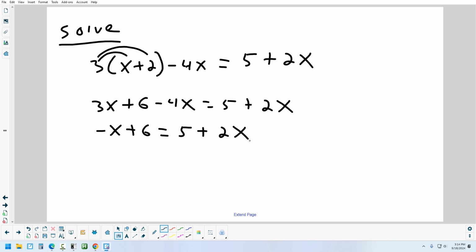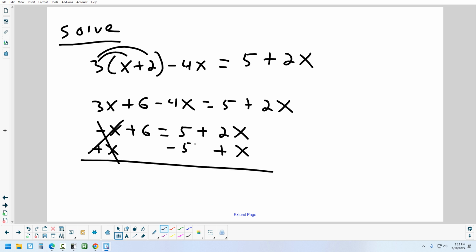All right. Clover, what's the next thing I could do? Get x isolated on one side by adding x and subtracting? Sure. So we could add x to both sides. And what else did you say to do? Subtract 5. We'd subtract 5 from both sides. 6 minus 5 leaves me with 1. 2x plus 1x is 3x.